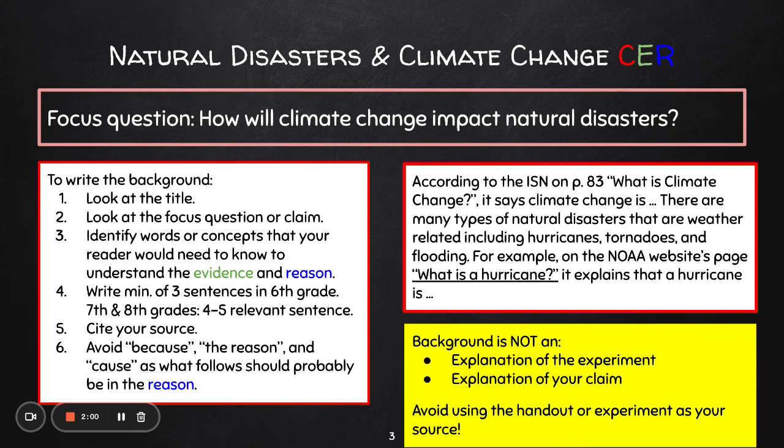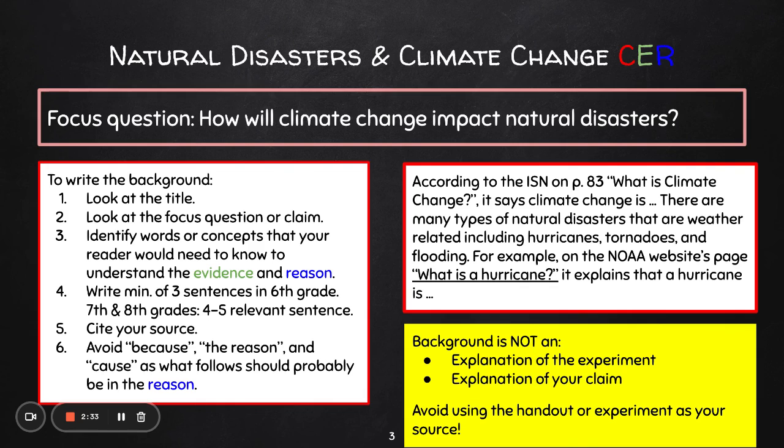You identify keywords or concepts that your reader would need to know in order to understand what's coming next, the evidence and the reasons. So you may want to be explaining, what is a natural disaster? What are examples of natural disasters? What is climate change? And once again, you may be in your interactive science notebook, or you might have to go to other sources to get that information. What you want to avoid is things like because, the reason, and cause, because probably what's going to follow is an explanation that would probably be better in your reason section.